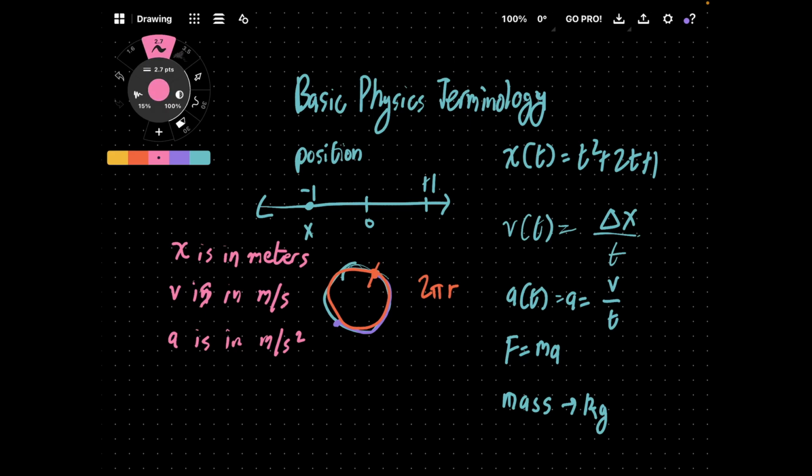So, force, or F, would be mass times acceleration, so kilograms multiplied by meters per second squared. But this is equal to the Newton, or just N. So these are some of the very basic physics terminology.